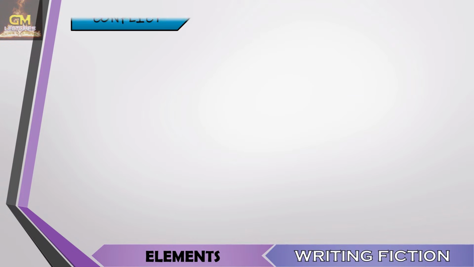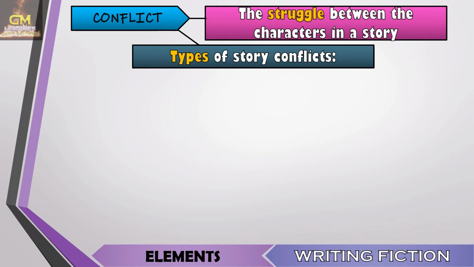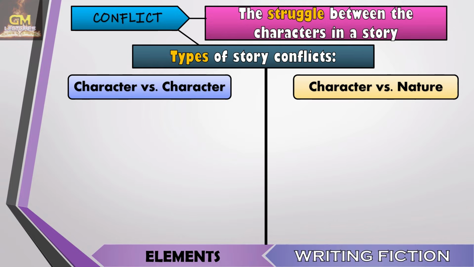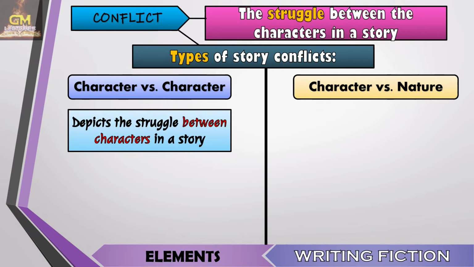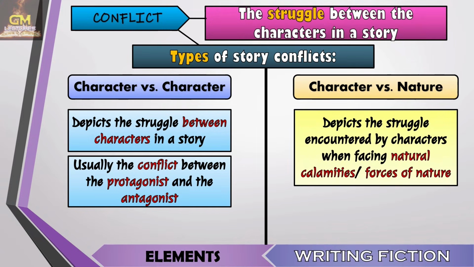Now at this point we will talk about conflict. Conflict refers to the struggle between the characters in a story. It is worth noting that there are different types of story conflicts. We start with character versus character and character versus nature. Character versus character depicts the struggle between characters in a story. It is usually the conflict between the protagonist and the antagonist, while character versus nature depicts the struggle encountered by characters when facing a natural calamity or forces of nature.